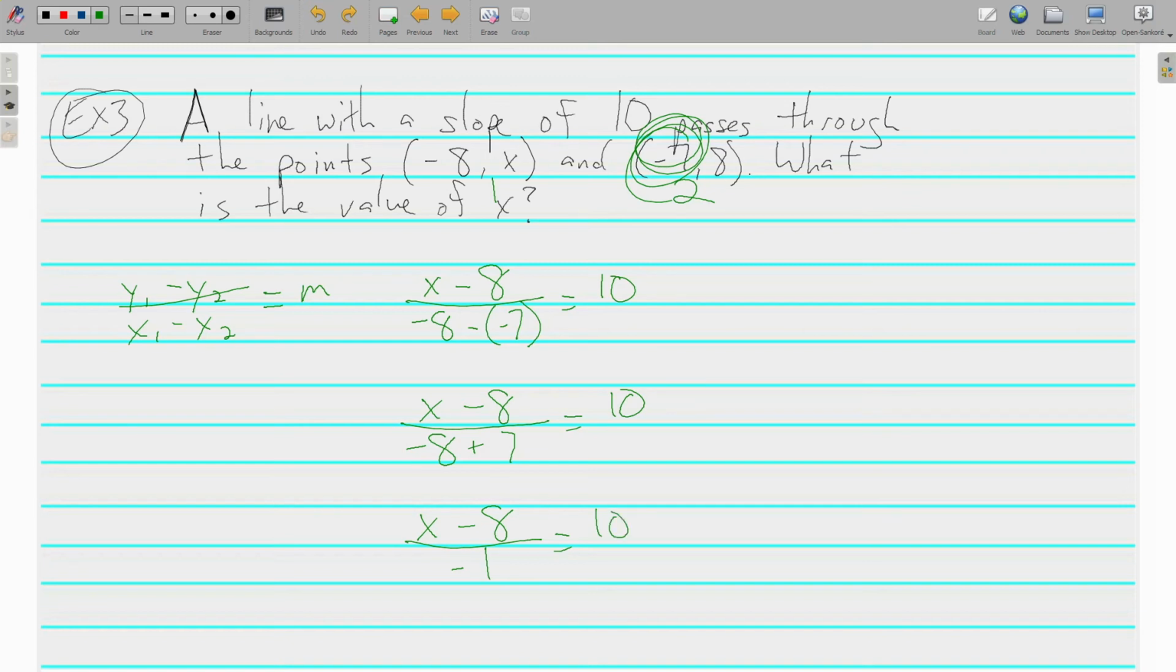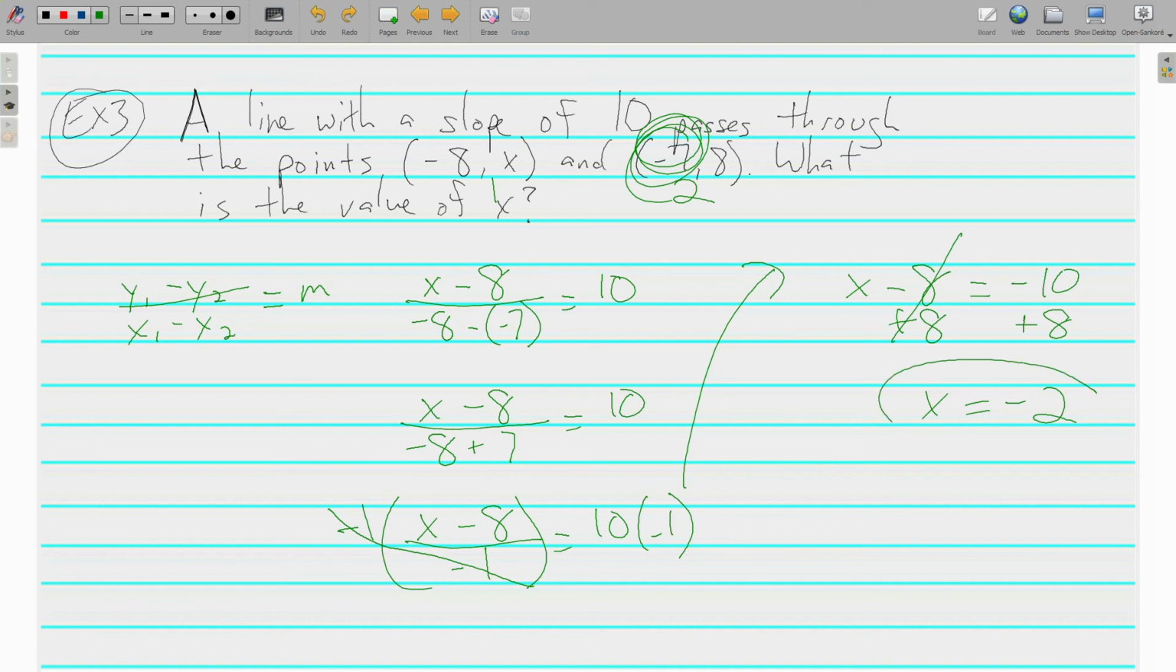Now I'm going to get rid of that denominator by multiplying. I'm dividing by -1, so I'm going to multiply both sides by -1. The negative ones will cancel on the left. Try again. We have x minus 8 on the left, and on the right we have -10. To get x by itself, we've got to add 8, and what you do to one side, you must do to the other side. -10 plus 8 gives us -2 for our value of x. So that would be the y coordinate of that ordered pair.